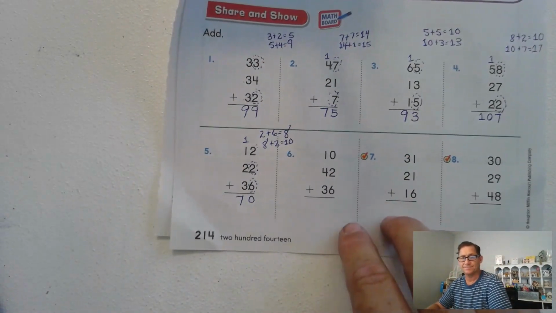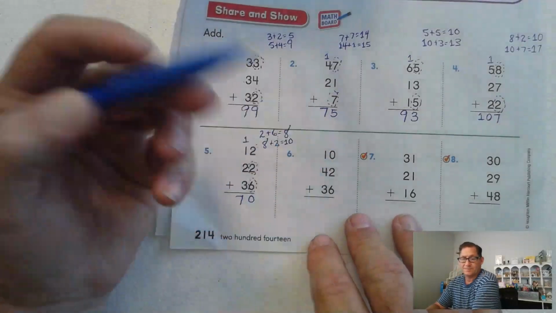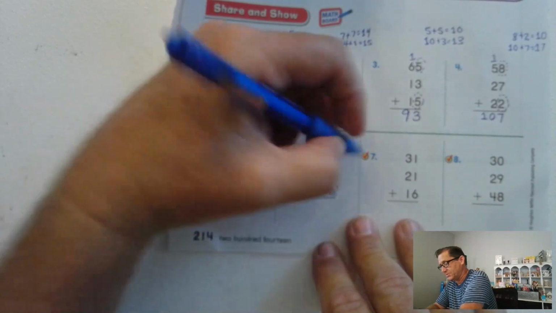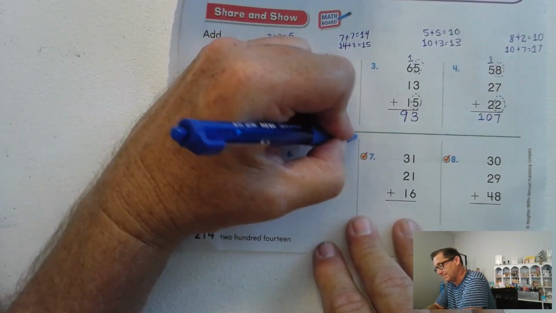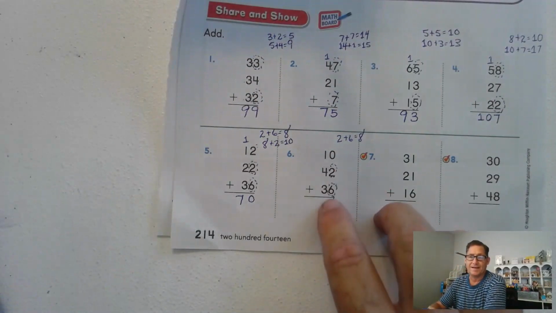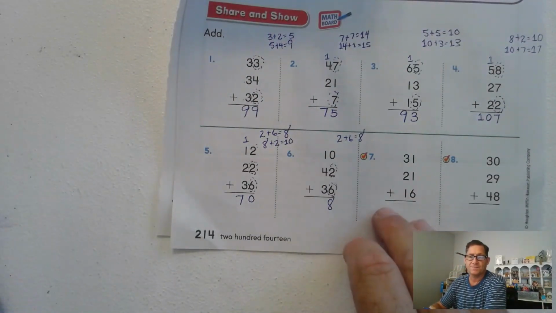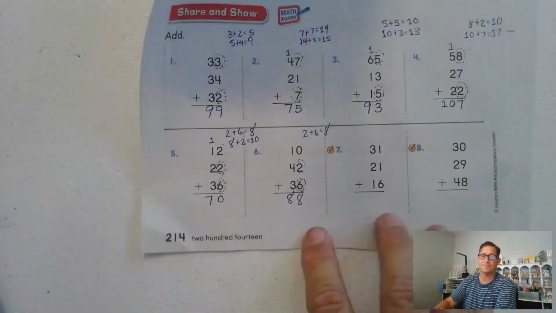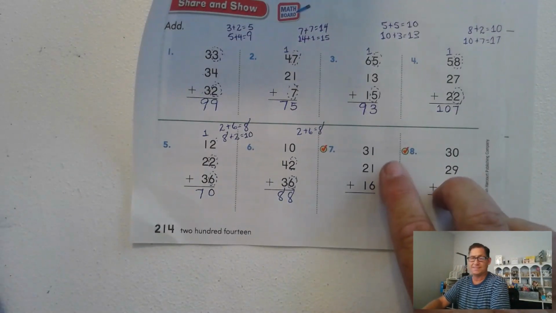Okay, number 6. Well, there's 0 ones here, so I'm just going to add the 2 and the 6 ones. Gives me 8 ones. Nothing to regroup. Now I add the tens. 4 and 1 is 5 tens, plus 3 more tens, 8 tens. Add the ones. 6.